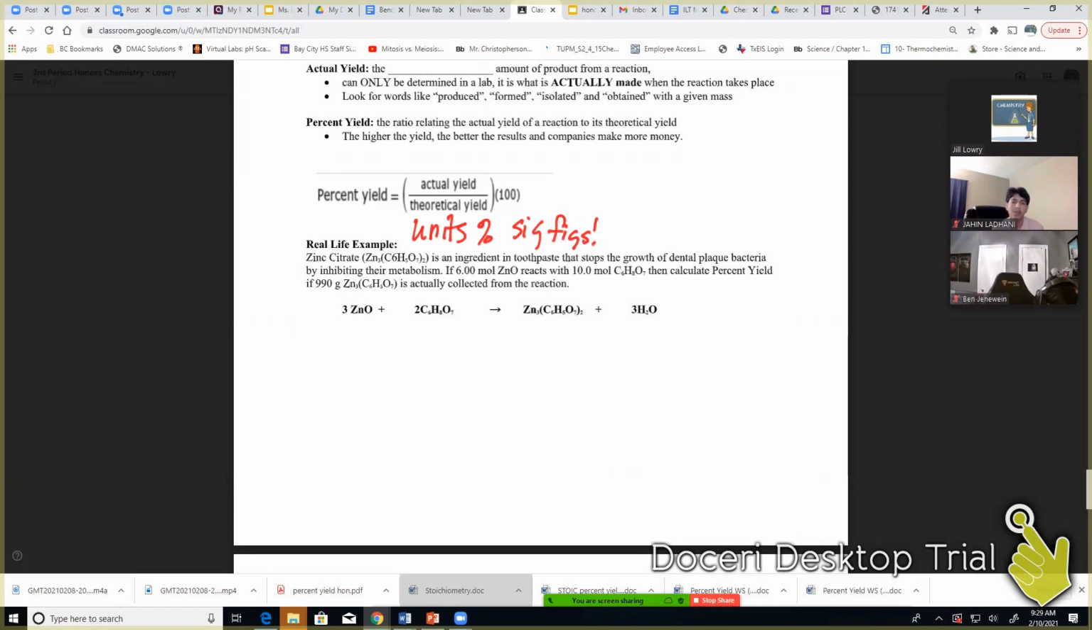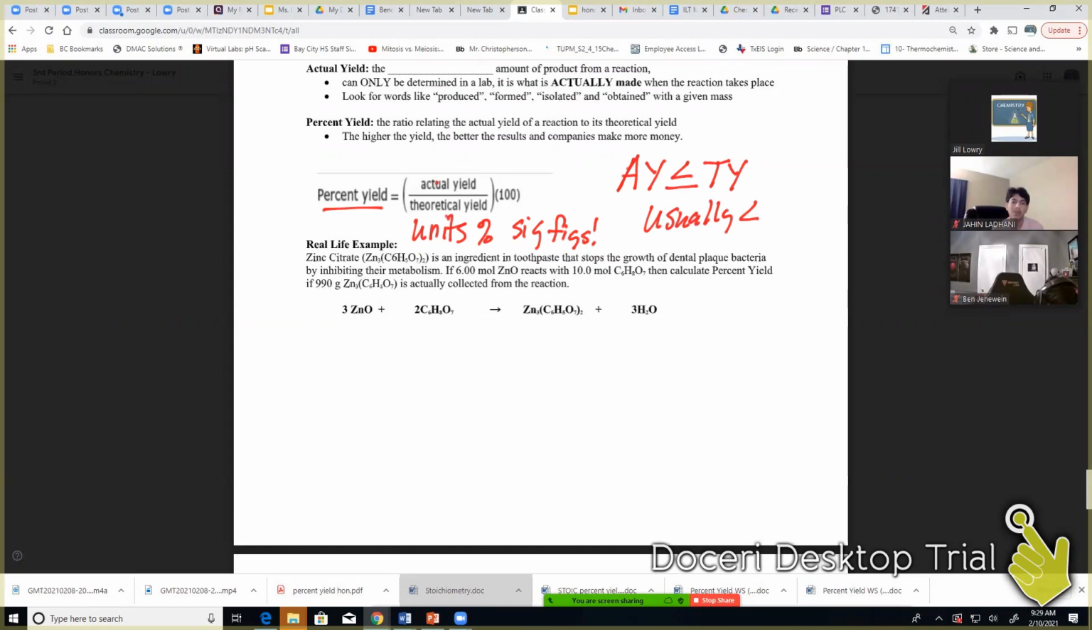So when you start working on your calculations, your actual yield should be less than or equal to your theoretical yield. And it's usually less than. So what that means is if you do this calculation for percent yield and you get over 100, then you have probably flipped your actual and theoretical, and you need to flip them back.